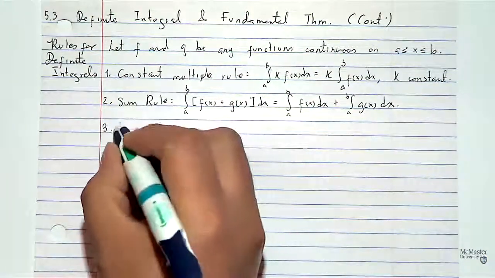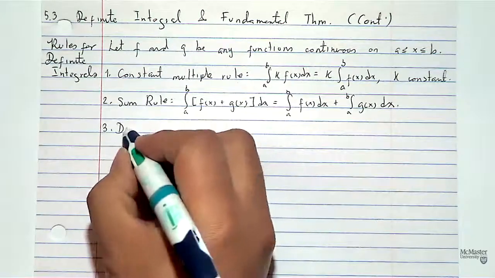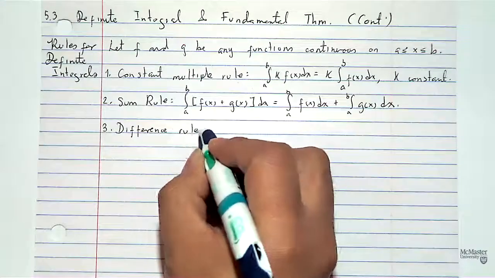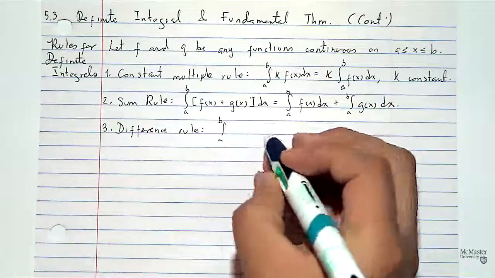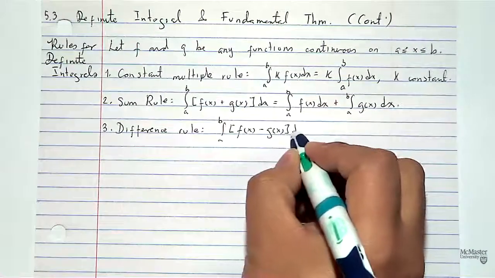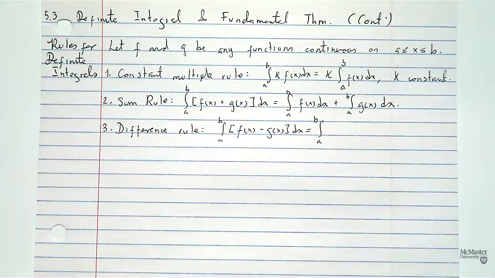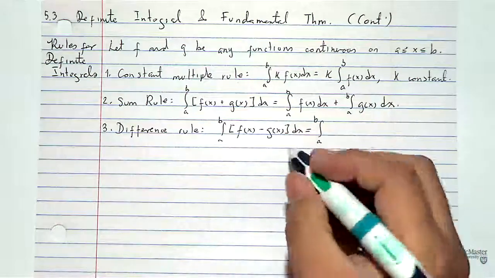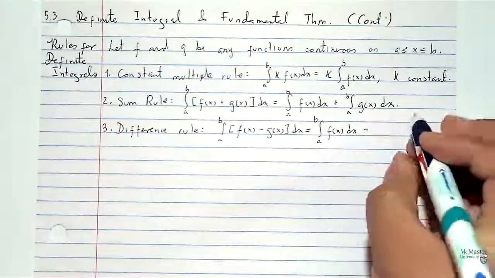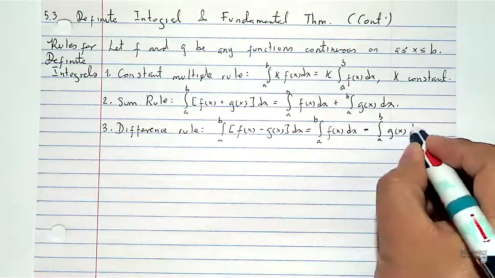The third one is the difference rule. It's almost the same. It's basically having a constant minus 1 multiplying. So the difference rule is the integral from a to b of f of x minus g of x dx equals, so you split the difference, right? You have a difference of two functions, then the integral of this difference is the difference of the two integrals: the integral from a to b of f of x dx minus the integral from a to b of g of x dx.